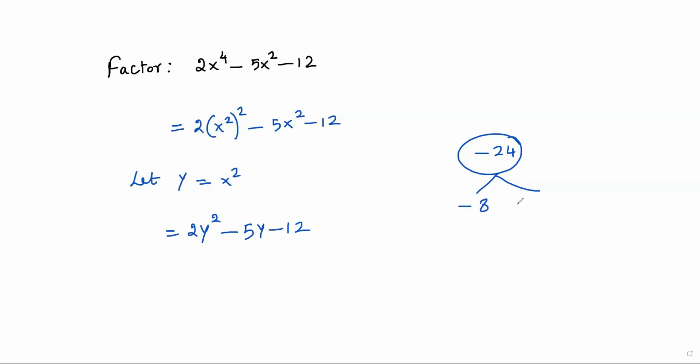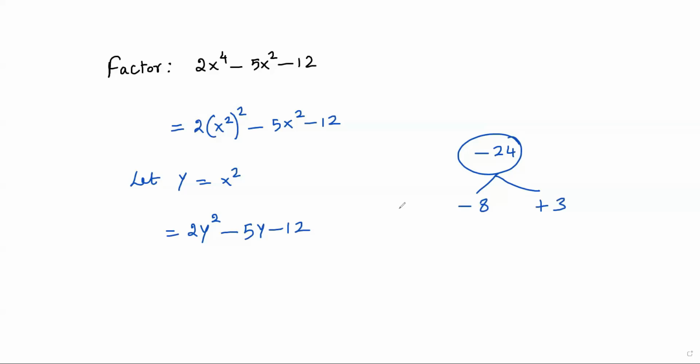Then I'll be getting negative 8 and positive 3. When I multiply these two factors, negative times positive will become negative; 8 times 3 is 24. When I add these two factors, negative 8 and positive 3, I'll be getting negative 5, which is the middle term, or the coefficient of y.